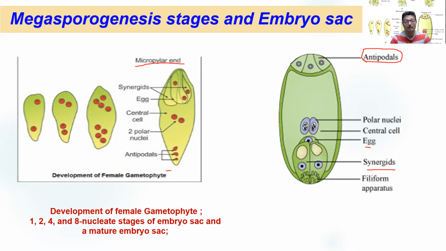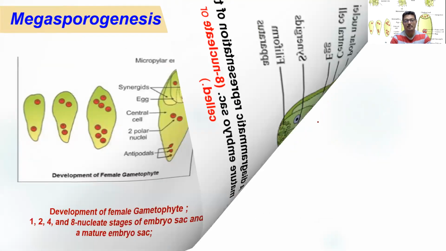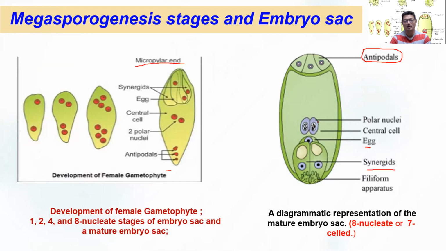So this is the development of the female gametophyte, 1, 2, 4, and 8 nucleated stage of embryo sac and a matured embryo sac, right? So generally the questions asked: draw a well-labeled diagram of the mature embryo sac, or explain what you understand by 8 nucleated or 7 cell stage. So there may be certain questions which come in the board. One is a diagrammatic one, another is megasporogenesis, the direct question: explain the process of megasporogenesis. I think all of you should be in a position to answer this question.